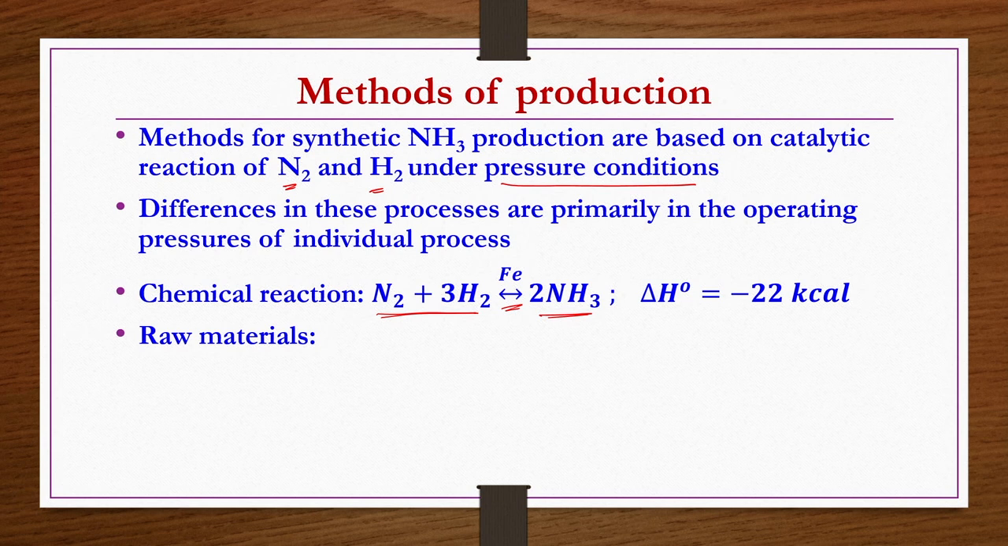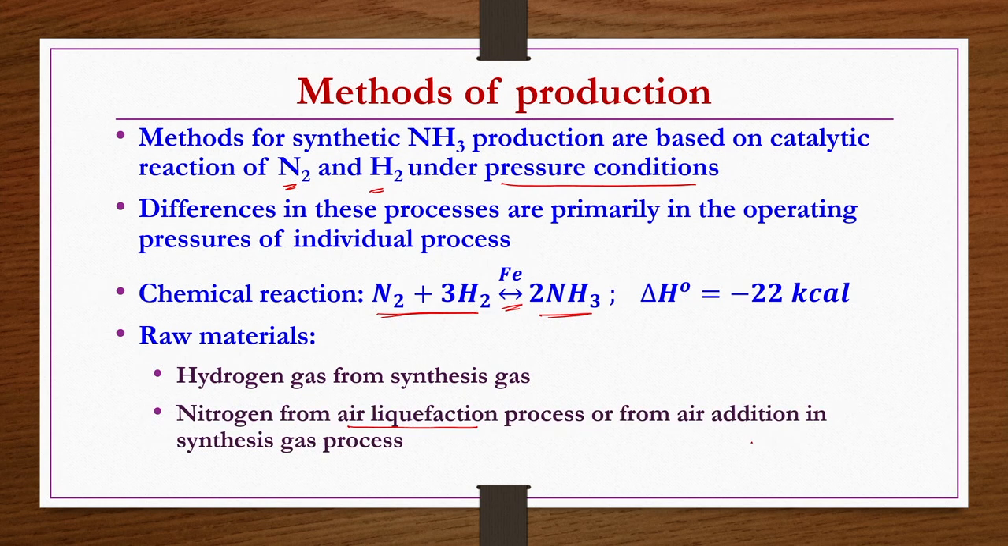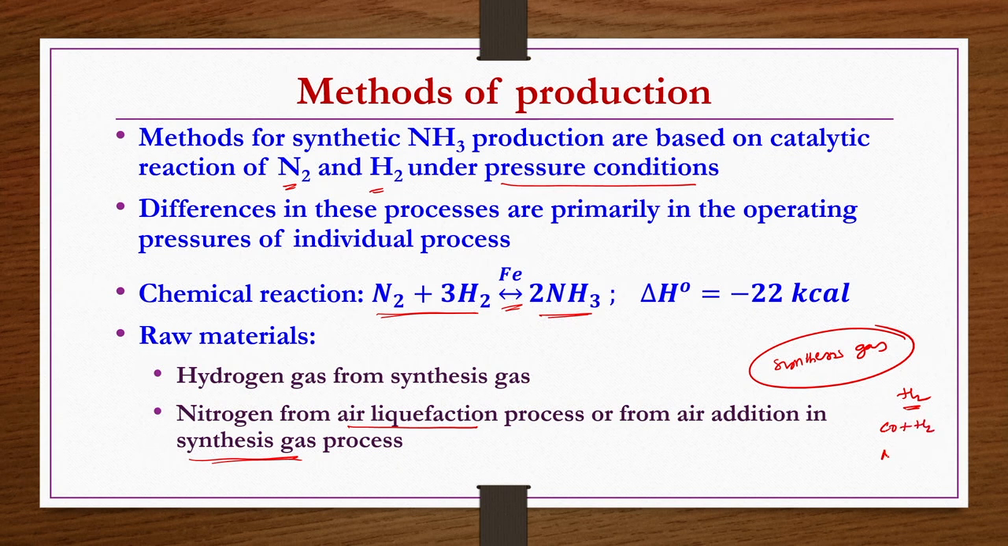Raw materials, obviously, are nitrogen from the air and hydrogen from the synthesis gas. Nitrogen comes not only from the air liquefaction process; we have also seen that air addition in the synthesis gas process makes nitrogen available. When we were discussing synthesis gas a few lectures before, there were different sources of H2. After the conversion in the reactor, a gaseous mixture is there, having several components: CO, H2, N2 and H2S, etc. With proper purification steps, as per your requirement, you can get H2, CO plus H2, or N2 plus H2. So directly H2 you can get from synthesis gas, or N2 plus H2 can be obtained by addition of air. This is ammonia synthesis gas, and this is hydrogen synthesis gas.